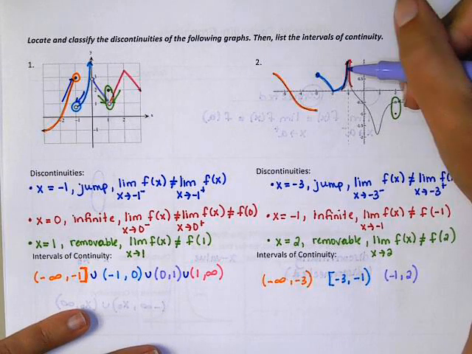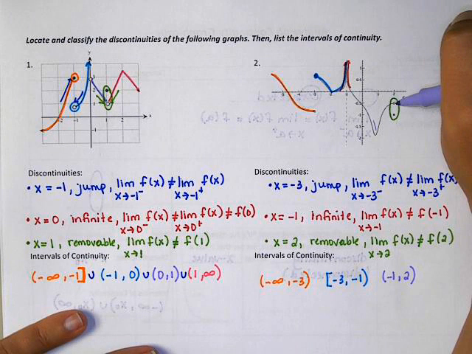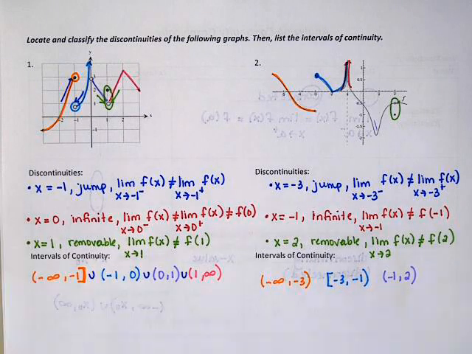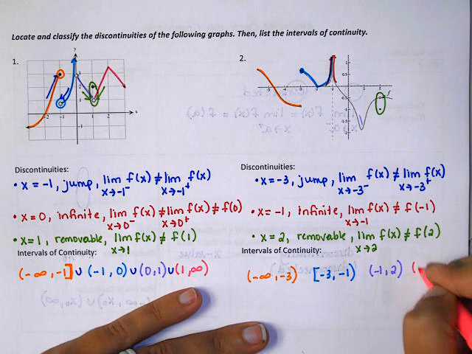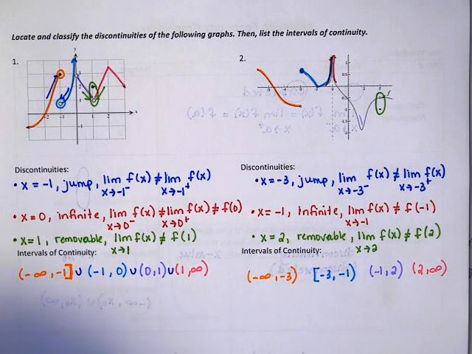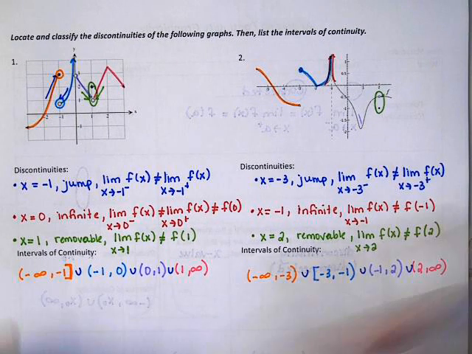Then I would be continuous from negative 1 to 2. And I'm making both of those open because I'm never going to touch this asymptote, and then I have an open circle here where I'm not connected. And finally, I would be continuous from 2 to infinity, and I'm making the 2 an open bracket because I'm not actually going to be able to touch the 2. There's an open circle there.